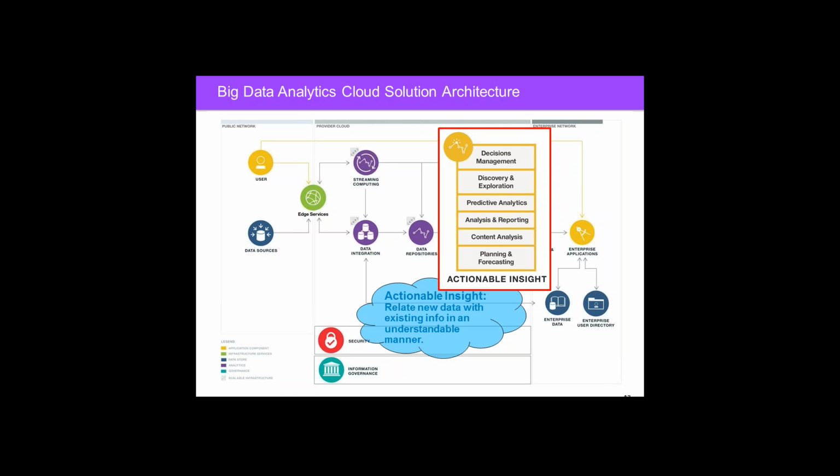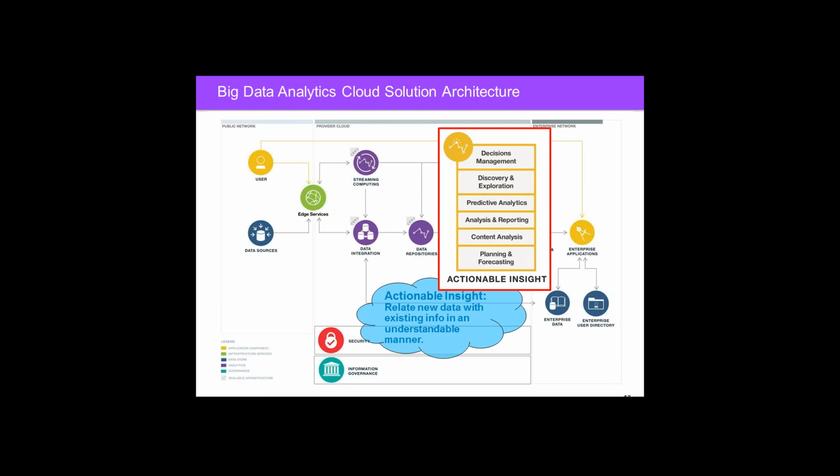The analysis and the reporting capabilities are your typical BI, business intelligence type of reports, personified by the Tableau software of this world, or IBM's equivalent Cognos as an example. The content analysis applications typically provide you text-based searches and allow you to perform text-based queries to identify patterns based upon text, even in unstructured data sources.